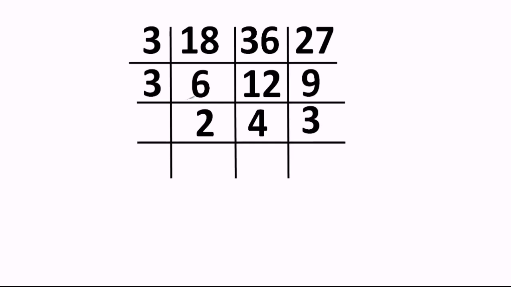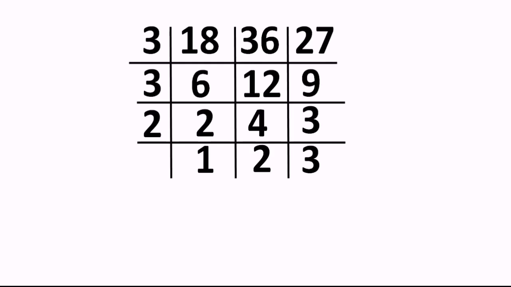But presently over here, 2 and 4 are divisible by 2 itself, right? So we have to choose 2. When 2 is divided by 2, the answer is 1. 4 divided by 2, the answer is 2, and the last 3 is not divisible by 2, so 3 will be written as it is. And now check the bottom layer.